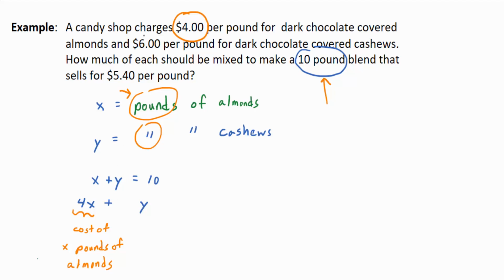So it costs $6 per pound for the cashews. And if you have Y pounds of cashews, the total cost should be 6 times Y. Does that make sense? If it doesn't, use numbers. You guys are great with numbers. Y is a number. Think of it that way. But use specific numbers if you're confused.